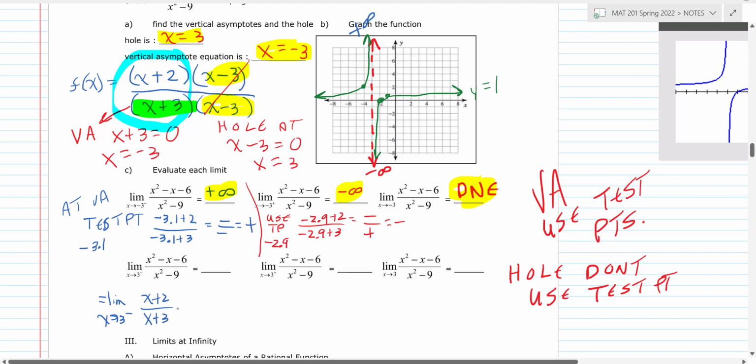So what you'll have on here is 3 plus 2 over 3 plus 3. So that's going to be 5 over 6. So that's what that limit is. Okay? Now what's going to happen is you're going to get the same answer on all these, because you're going to go to the same place. You're still going to plug that number in. So when you do this next one, that's also 5 over 6, because you're just doing the limit as x goes to 3 from the right of x plus 2 over x plus 3. You're just repeating yourself.